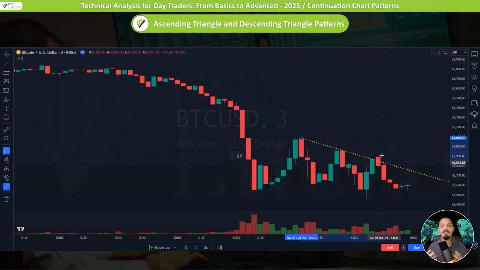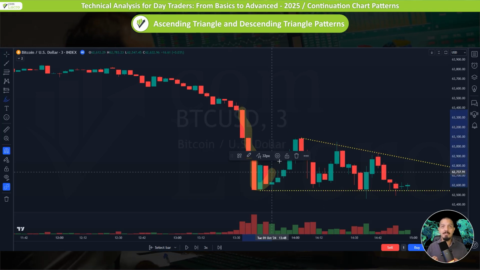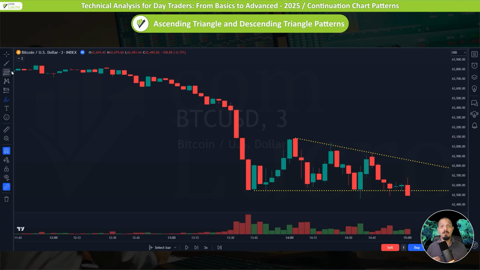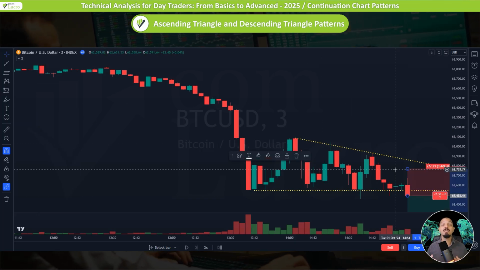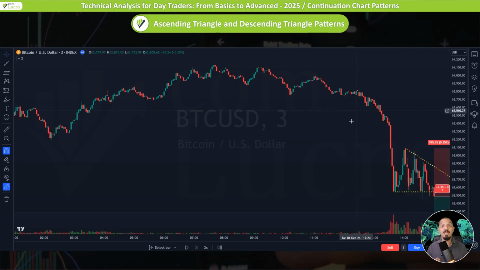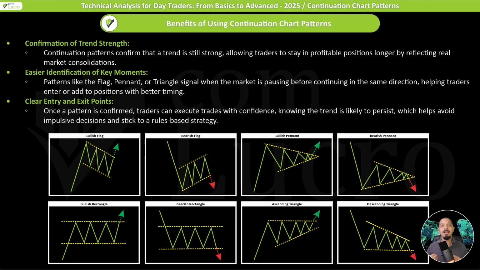Similarly, in a bearish descending triangle, the price is in a downtrend and begins consolidating. It forms lower highs, but the lows find support at a flat level. As selling pressure increases, the price eventually breaks below the support level, confirming the descending triangle and signaling the continuation of the downtrend. Now, let's discuss the benefits and risks of using continuation chart patterns in your trading strategy.